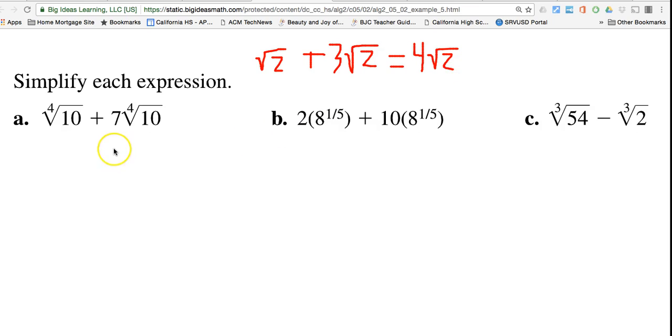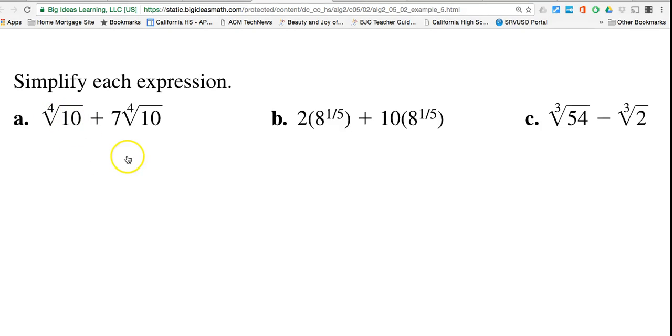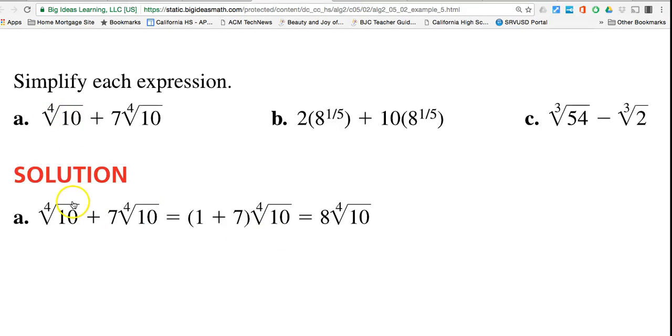The same concept applies here, although you have to remember that before you can combine them, you have to check and make sure that they are like terms. So here, because we do have like terms, we've got 1 fourth root of 10 plus 7 fourth root of 10. So 1 plus 7 gives us 8 fourth root of 10. We can't simplify this anymore.